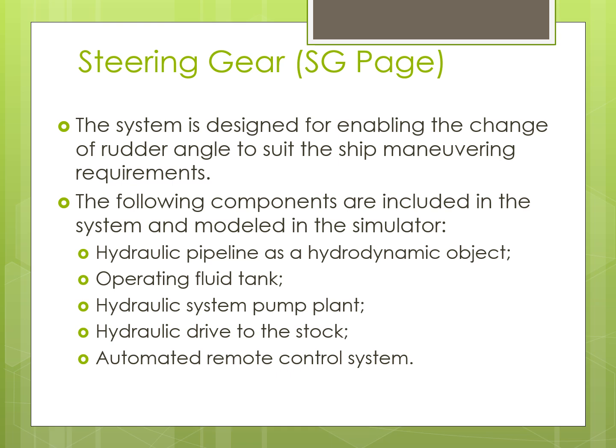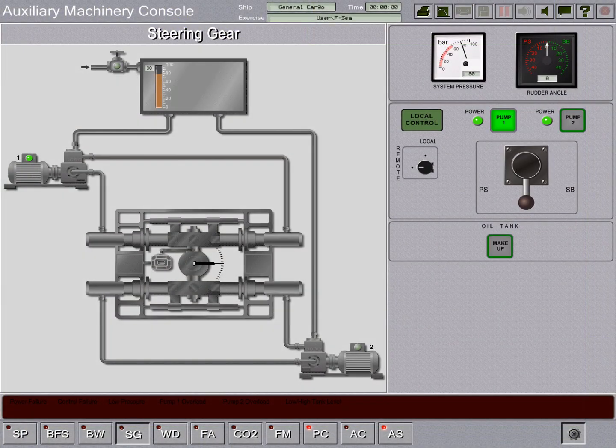Steering gear. The system is designed for enabling the change of rudder angle to suit the ship maneuvering requirements. The following components are included in the system and modeled in the simulator. Hydraulic pipeline as a hydrodynamic object. Operating fluid tank, hydraulic system pump plant, hydraulic drive to the stock, automated remote control system. Steering gear, SG page.